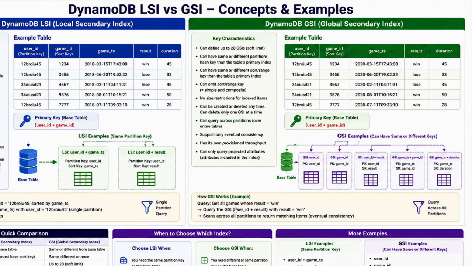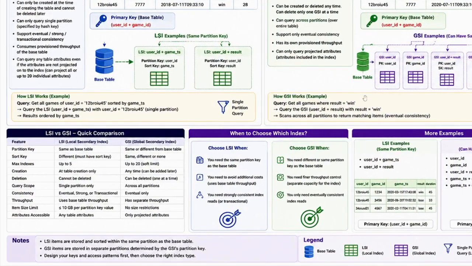So example is get all games where result equals win. So here you can see I am not passing any partition key here. So this is across the partition. So I want across the partition all the games which have resulted in win. So here I will call the GSI. So this is about the LSI and GSI.